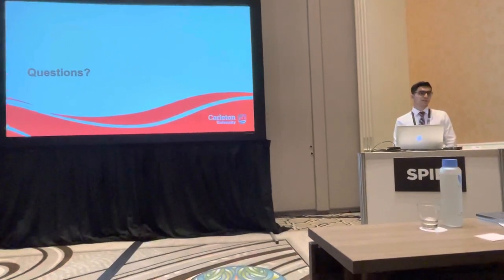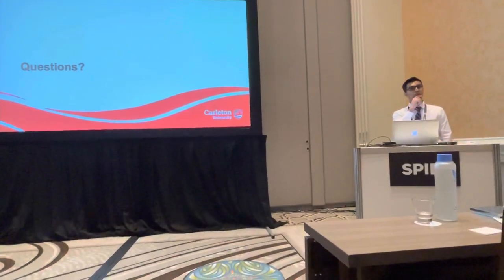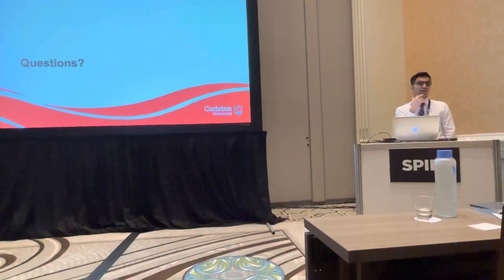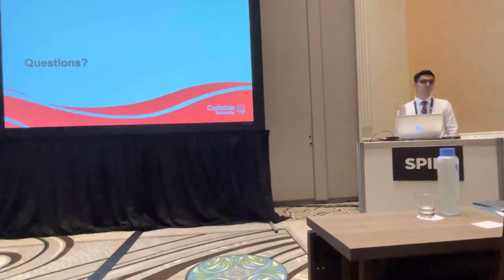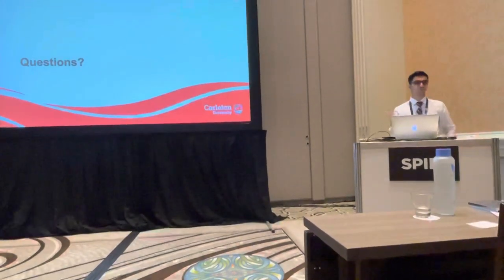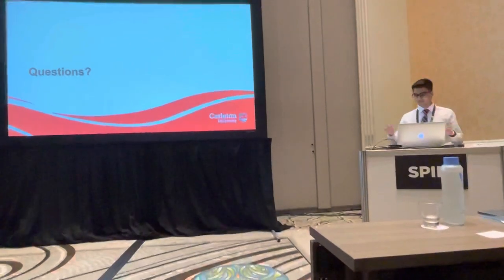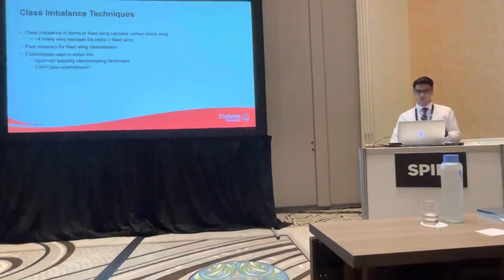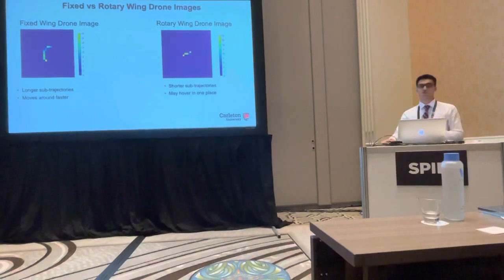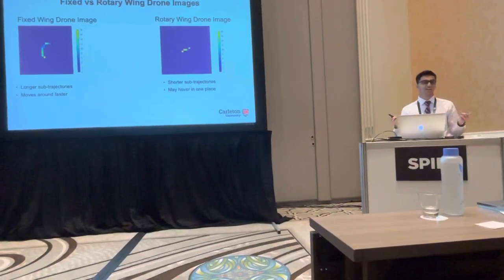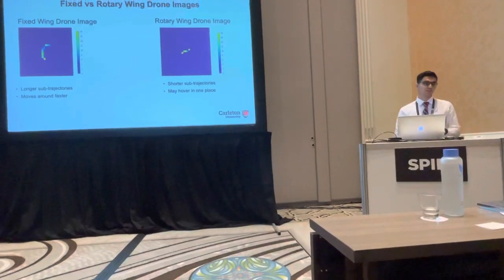Okay, so how short could you get this? Could you do this in 5 seconds or less? You could, but the classification numbers obviously would drop because you then have a shorter trajectory. So let's say in this fixed wing example, you have a longer trajectory here. If you don't even get the entire thing, then it would be harder to classify, right?